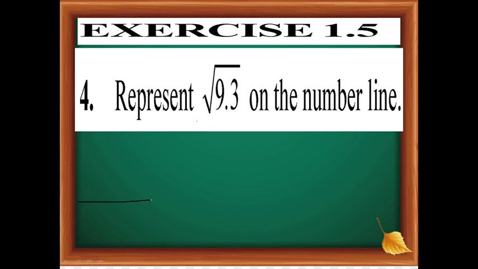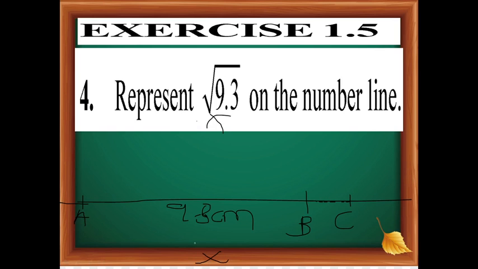First, take a line segment of 9.3 centimeter. After that, take point C after B. That should be at least 1 to 2 centimeter. You can take as much as you want, but it should be little. Then draw a perpendicular bisector of AC.